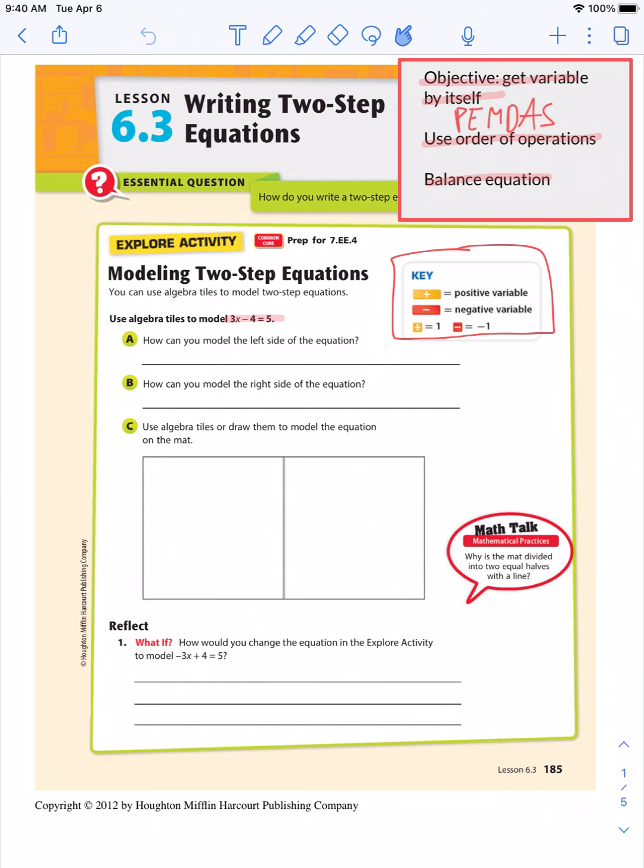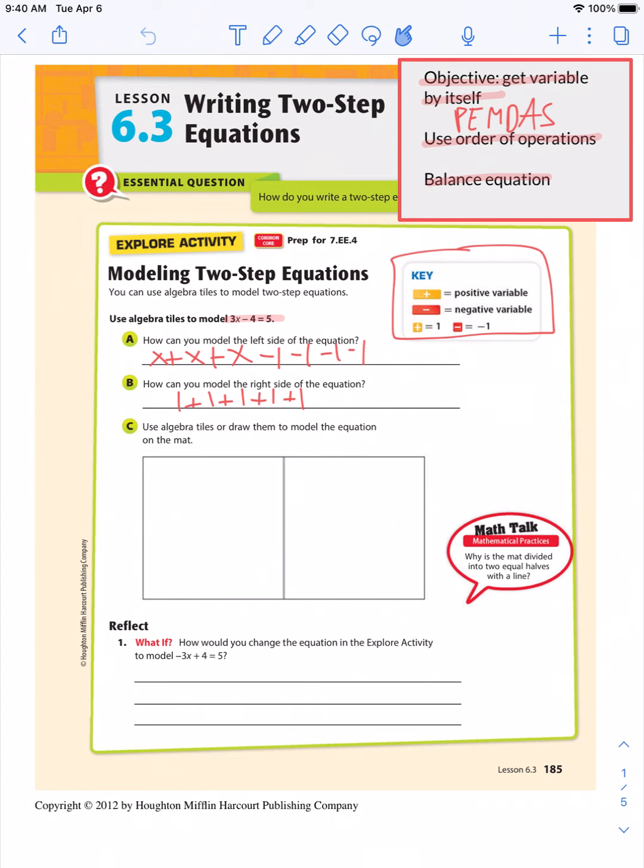So we have 3x minus 4. We would use 3 positive variables to represent the 3x. So that would be x plus x plus x, 3 positive variable tiles. And then it's minus 4, so we would use 4 negative 1 tiles. We would say minus 1 four times. And then the right side is just 5, so we have 5 positive ones.